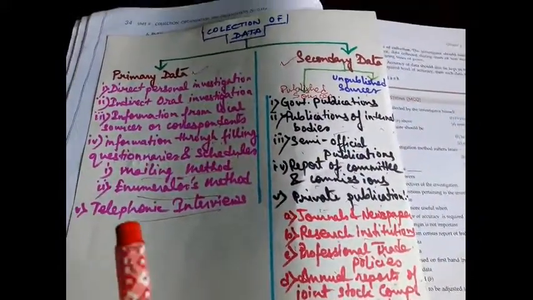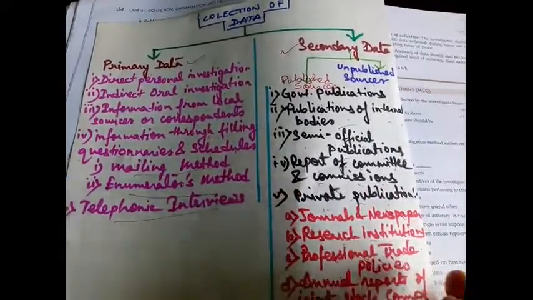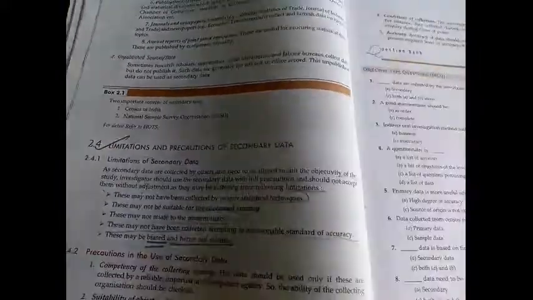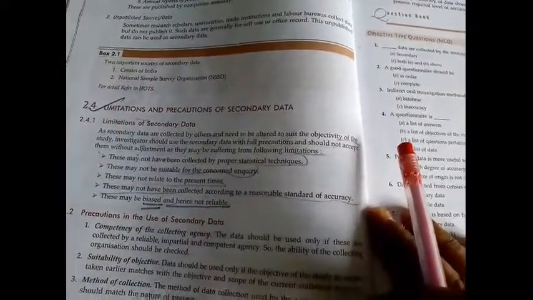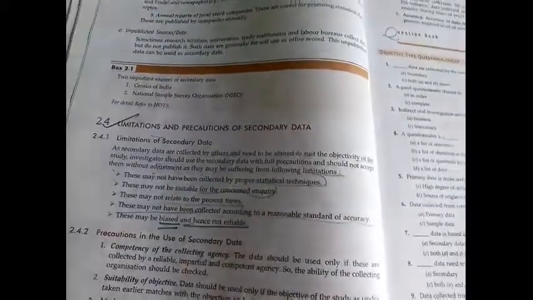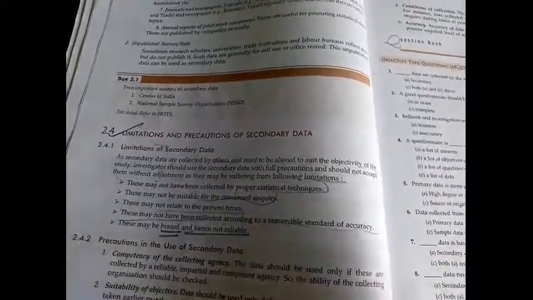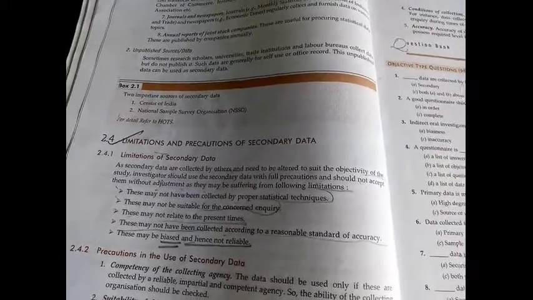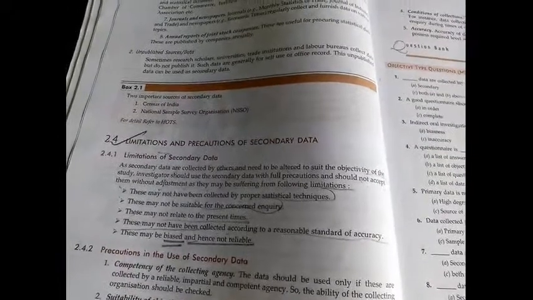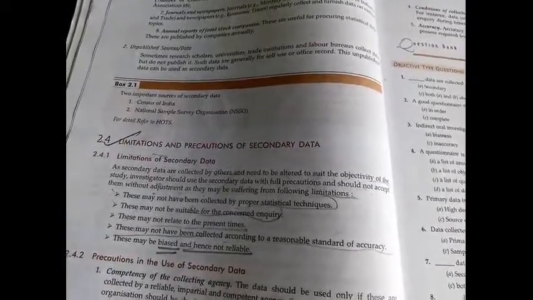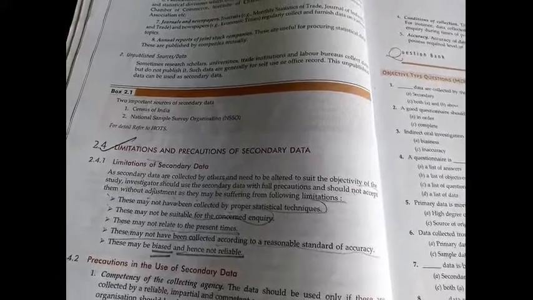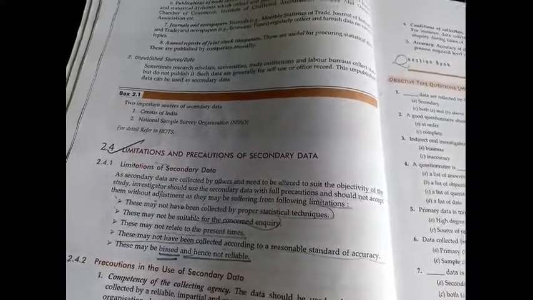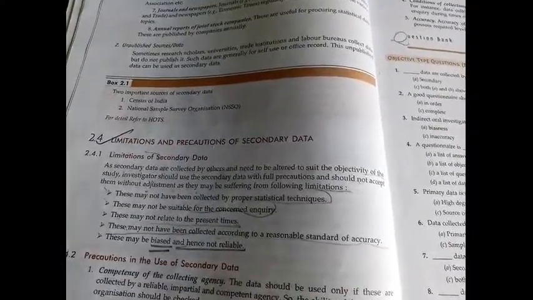Now, after doing this primary data collection and secondary data collection, we will come to the last topic of this chapter, which is the limitations and precautions of secondary data. Limitation means some disadvantages of secondary data. There are some problems of secondary data. We have to observe those problems. Then what precautions are to be taken to solve those problems? So limitations and, side by side, the precautions.